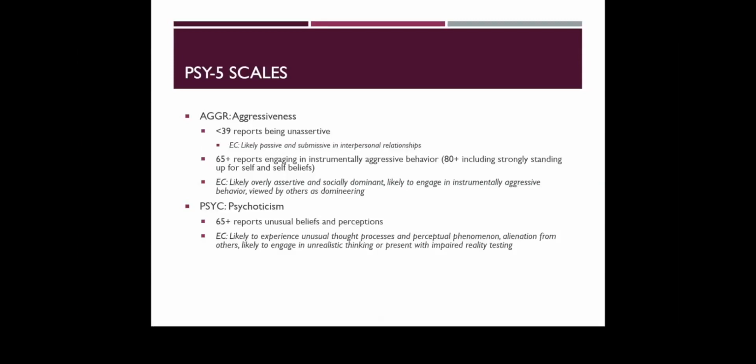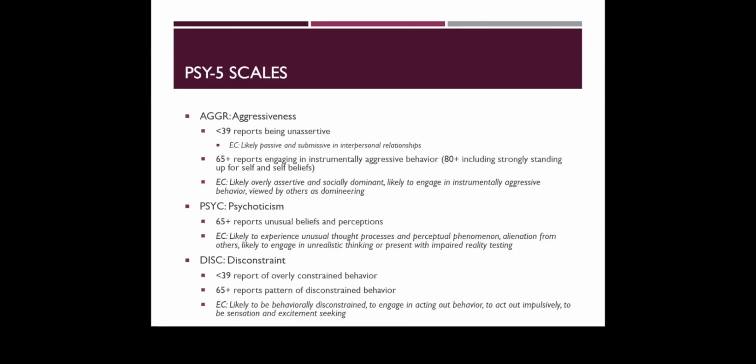as domineering. The psych scale, or psychoticism, is only interpretable in the elevated direction. Again, reports a tendency generally to report unusual beliefs and perceptions. Also, though, alienation from others is an empirical correlate. The Psi-5 scale of disconstraint generally can be interpreted low or high. A low score is overly constrained behavior, whereas a high score is generally engaging in disconstrained behavior.